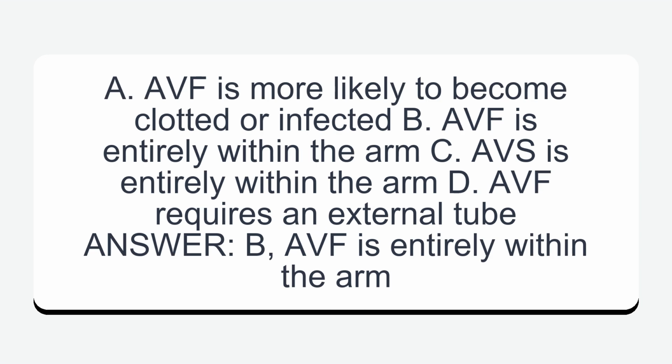The main difference between an arteriovenous shunt, AVS, and an arteriovenous fistula, AVF, is in: A. AVF is more likely to become clotted or infected. B. AVF is entirely within the arm. C. AVS is entirely within the arm. D. AVF requires an external tube. Answer: B. AVF is entirely within the arm.